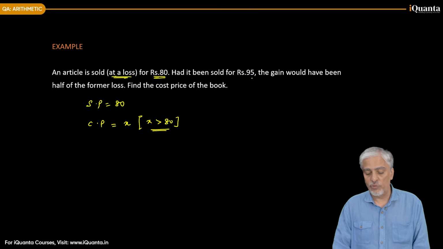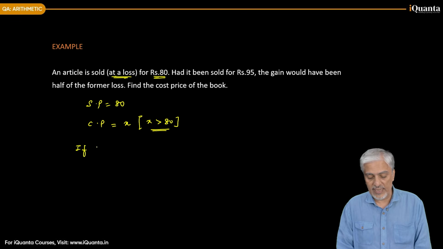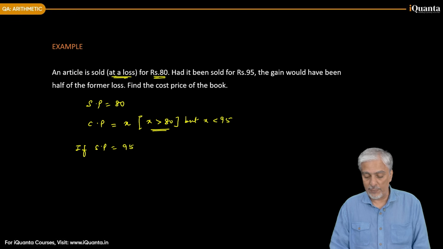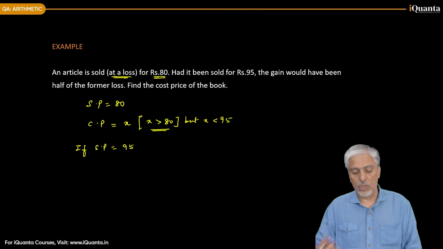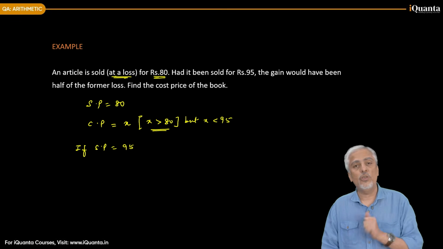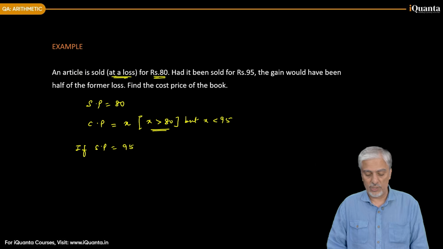Had it been sold for rupees 95, there would have been a gain. That means if the selling price was 95, X is greater than 80, but X is less than 95 because here there's a profit. There would be a gain, which is half of the loss. So the profit made is half of what the original loss was. So we just need to learn how to make this into an equation.